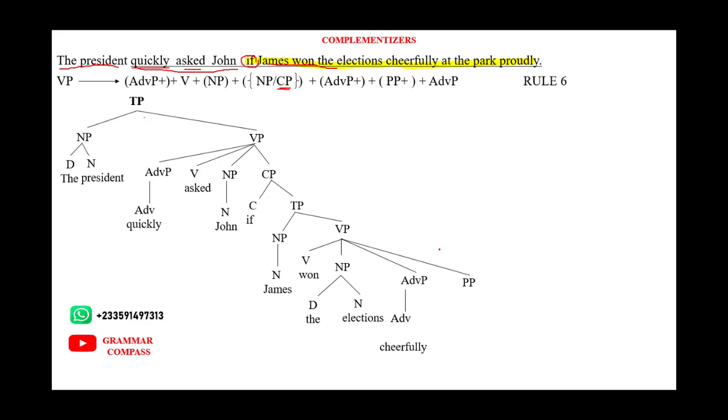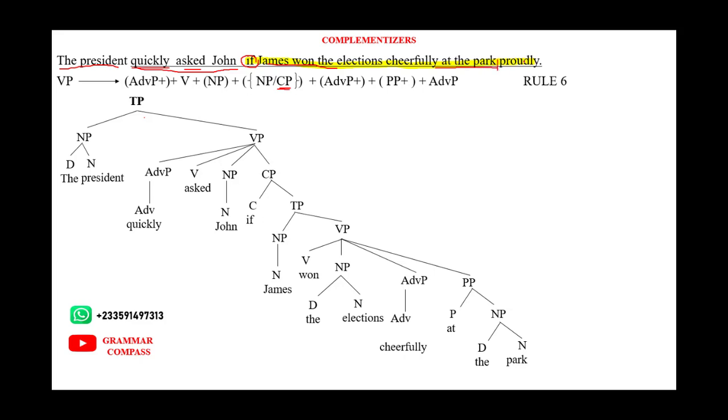Therefore, we draw a branch for our prepositional phrase. All prepositional phrases consist of a preposition and a noun phrase. Therefore, we have a preposition that is at, and then the noun phrase, the park. Let us break down our noun phrase. It consists of the determiner, the, and then the noun, park. We are done up to this point of our verb phrase.